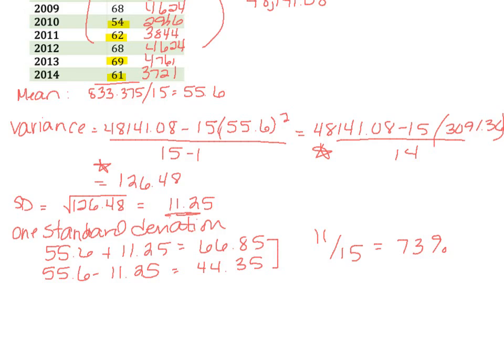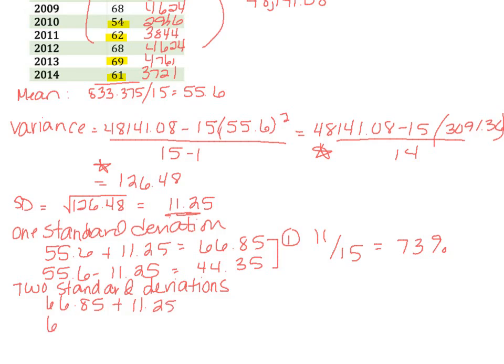So how many fall within two standard deviations away? Well, here was one standard deviation, so now if I take those numbers and add another standard deviation and take that bottom number and subtract a standard deviation, we'll get 78.1 and 33.1. So how many of those numbers fall within this range?